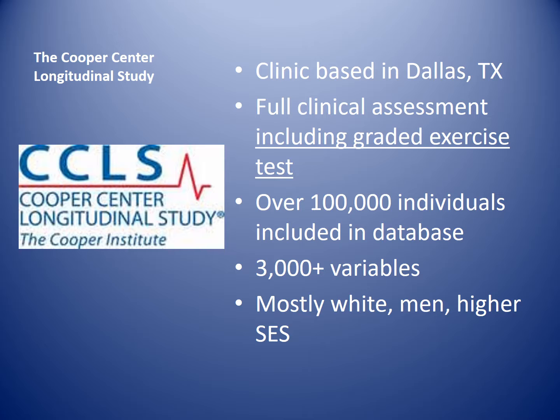Many of these individuals go back several times, maybe not every year, but fairly frequently every few years, and so they have longitudinal data on those individuals. There's over 3,000 variables in the data set, but the catch is that the sample is mostly white men with a high socioeconomic status. This is because the assessments are not free. It costs several $1,000s to do this, but individuals who are very interested in their health status go for testing.